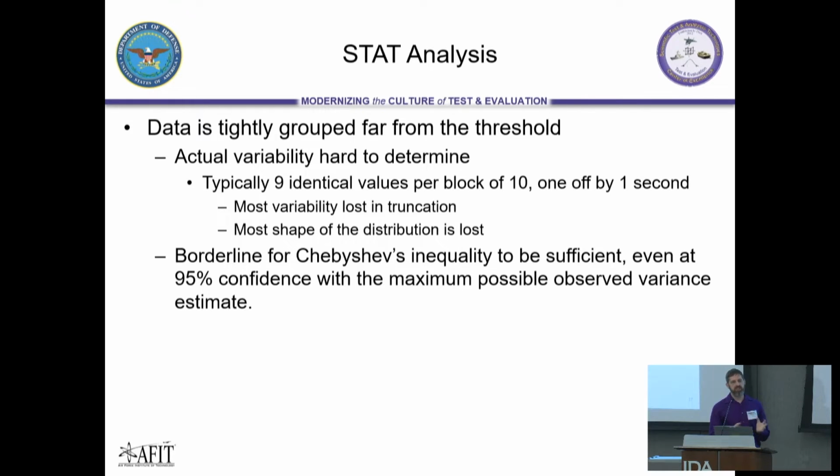So we lost pretty much all of the distributional shape. Most of the variability was lost to the truncation. So that could be 0.02 seconds variation. It could be almost 2 seconds variation. Even so, it was borderline for Chebyshev's inequality to be sufficient to say that the requirement was being met everywhere, according to that contractor testing. And that was really exciting because I never thought I'd get to use Chebyshev's inequality in a non-academic setting.